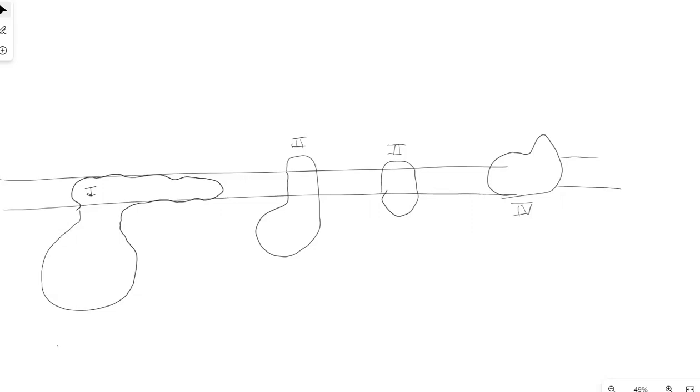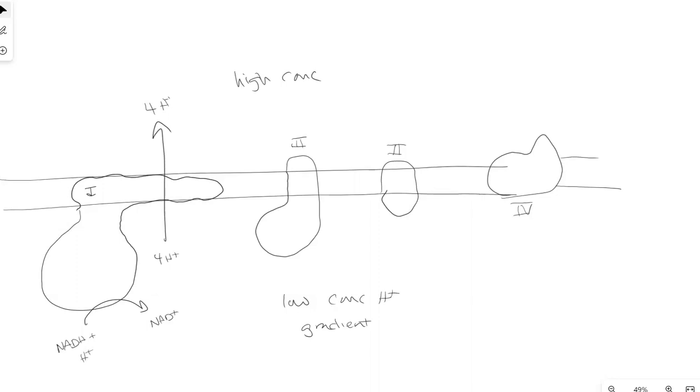Well, NADH plus a proton will interact initially with complex 1, giving us NAD+, and as a byproduct we'll get 2 very important things. 1, we will move 4 protons across the membrane to form our gradient. So this is our high concentration side of our gradient. This is our low concentration side of our gradient. That was our first outcome, 4 protons get bumped.